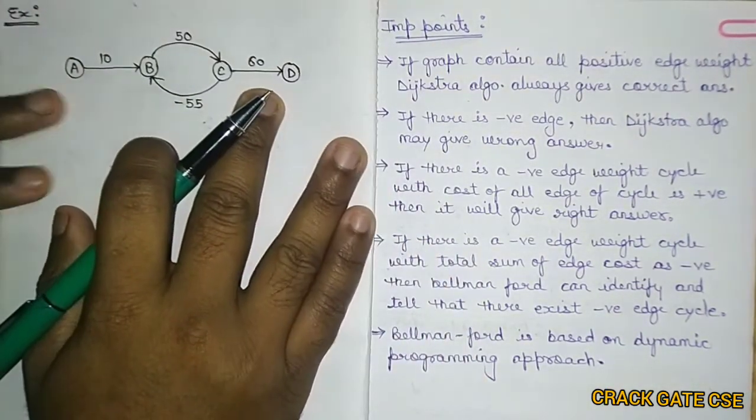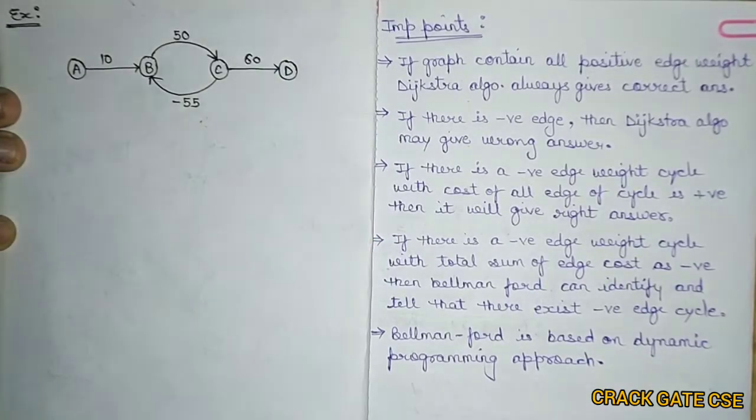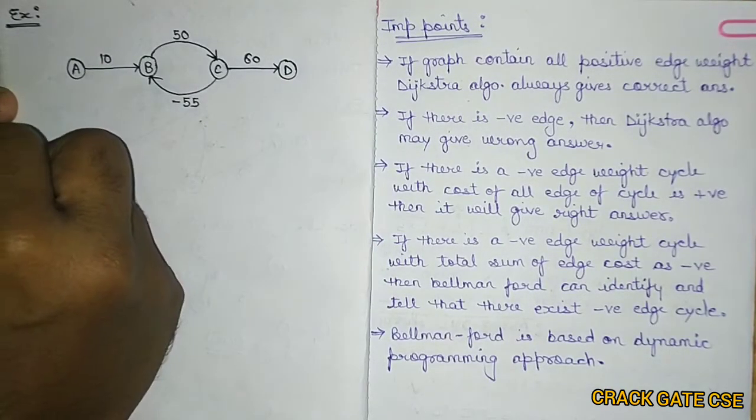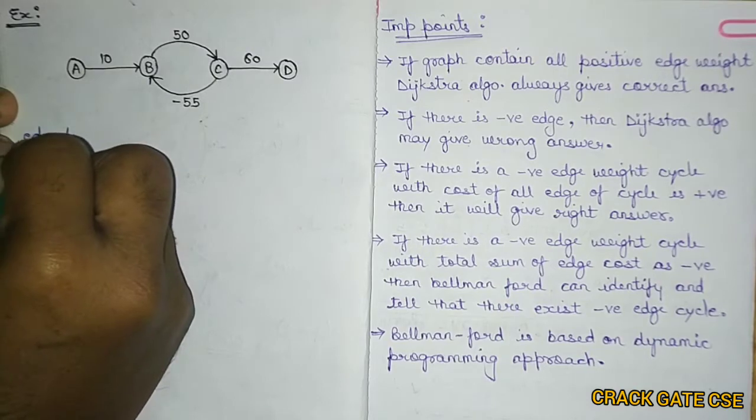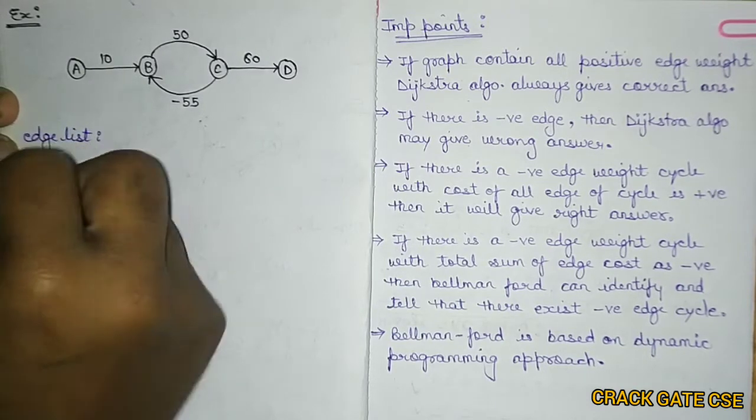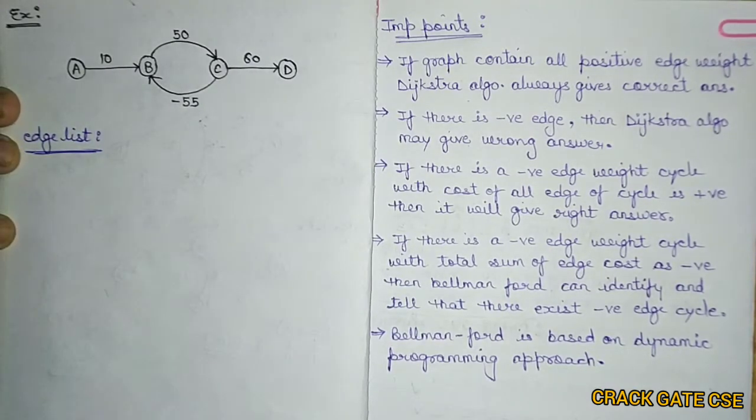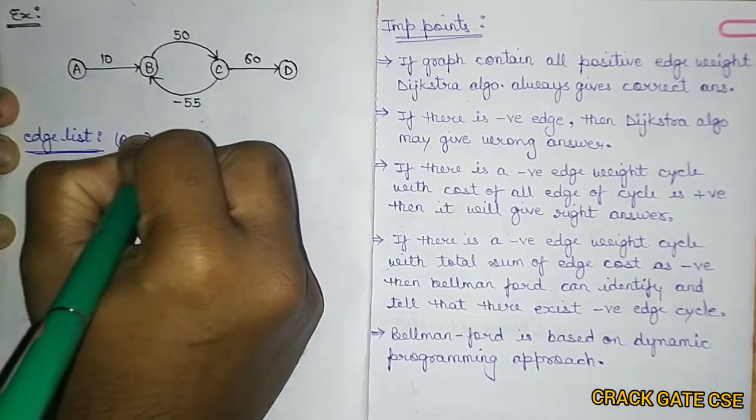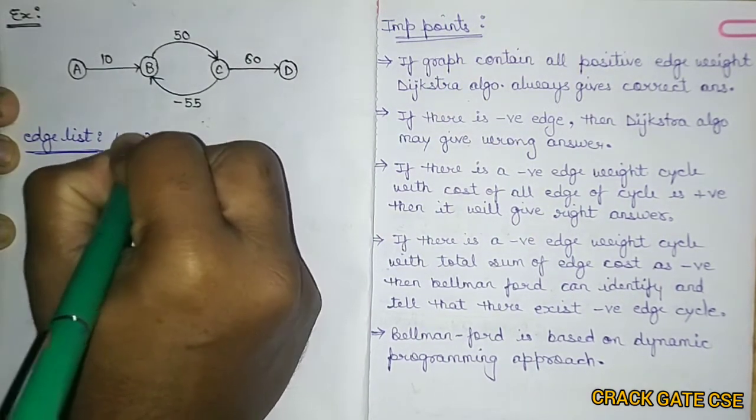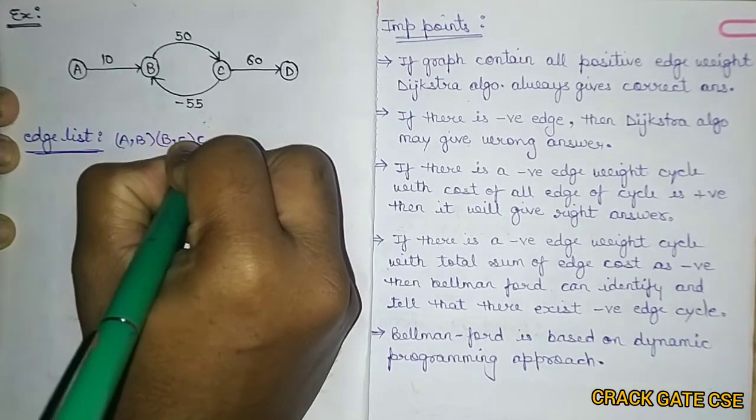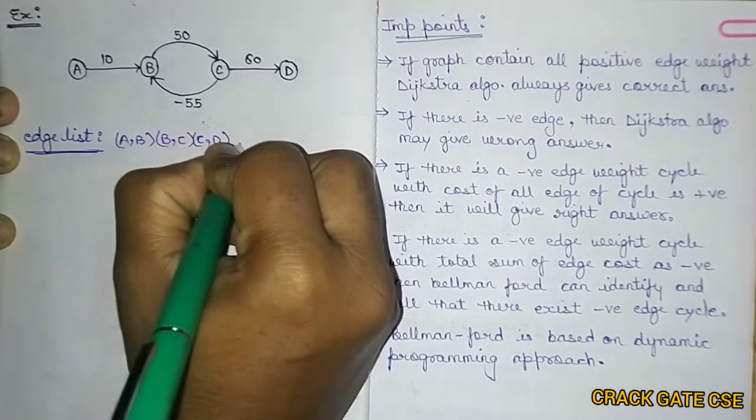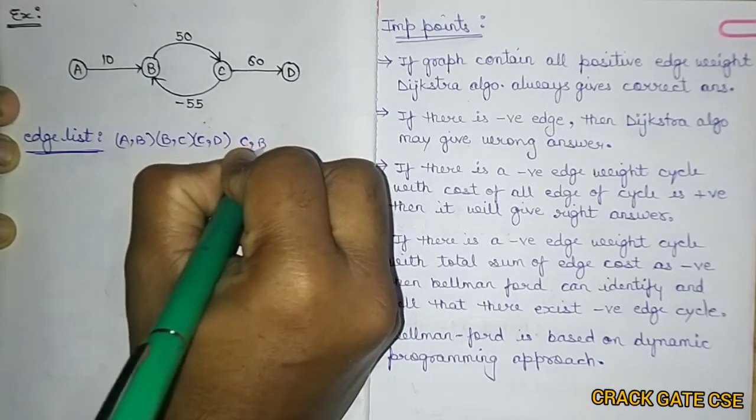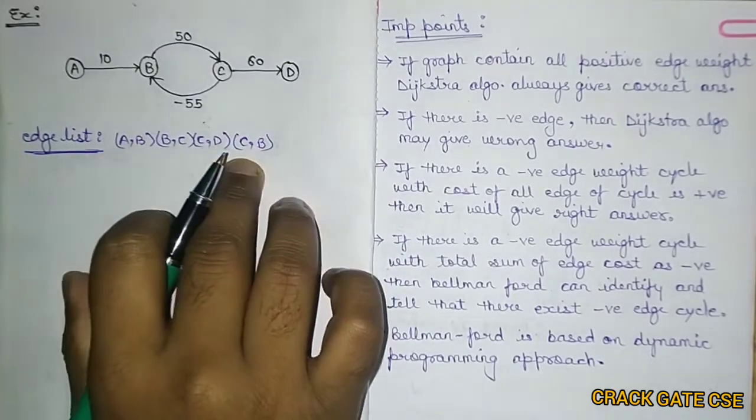See, so I took this particular example. So again I have to list down some edge list. You can write down the edge list in any particular order. So I'm writing the edges as AB as the first edge, BC, CD, and CB. So I write down this edge list.